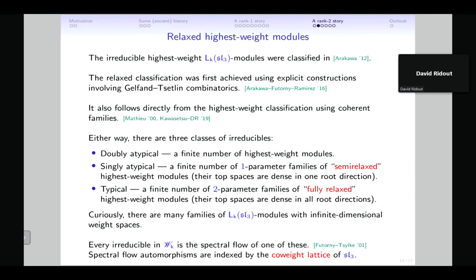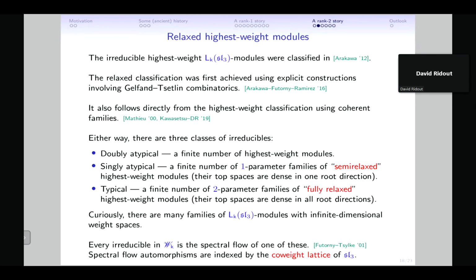highest weight module, where the top space is dense, and that means in all root directions. You can have a sort of semi-relaxed case in which you only have this denseness in one root direction, and then you can have just your standard highest weight modules. And so, if you think about the two directions as being our parameters, which they are, then the fully relaxed irreducibles form two parameter families, the semi-relaxed form one parameter families, and the highest weight modules are just a discrete family all by themselves.